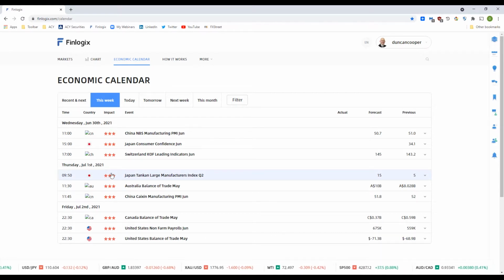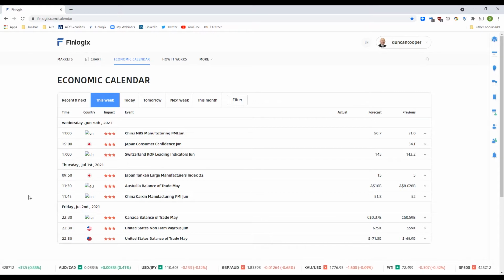Into Thursday, the Tankan Large Manufacturing Index for Japan, Australia Balance of Trade, and the Caixin manufacturing. All those items could affect the Aussie yen on Thursday, so watch those. And the big one for the week is the US non-farm payroll, the job figures. Okay, so for sure, make sure you're aware of when all those items are coming out.